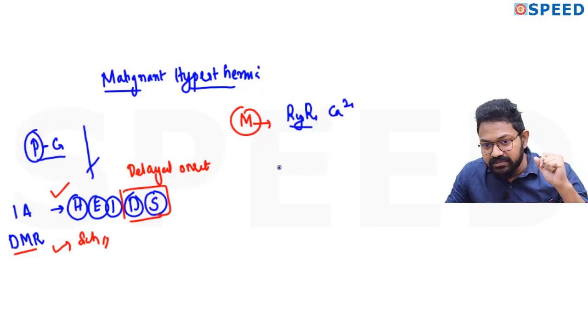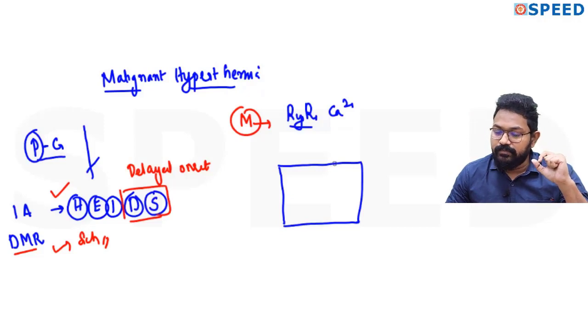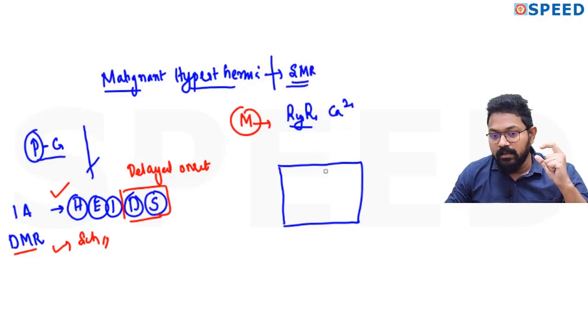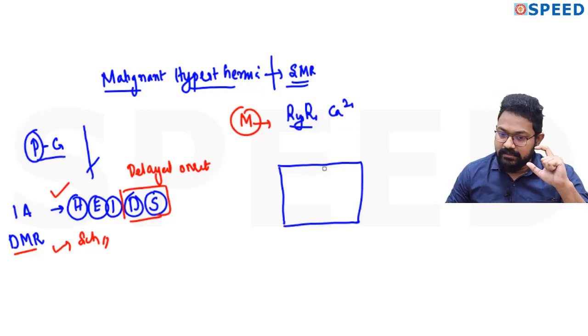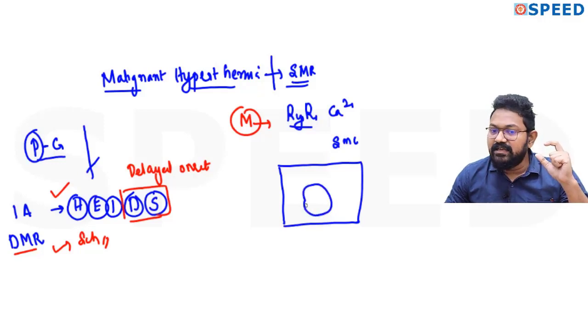Okay, so for that I am just drawing a skeletal muscle here. Remember that your ryanodine receptor is a calcium channel which is important in regulation of intracytoplasmic levels of calcium in your muscle cells. Malignant hyperthermia is the condition which affects your skeletal muscles. Please do remember that. Now, what is the function of the ryanodine receptor? What I have drawn here is a schematic picture of a skeletal muscle cell. And inside this skeletal muscle, I have a structure called the sarcoplasmic reticulum.